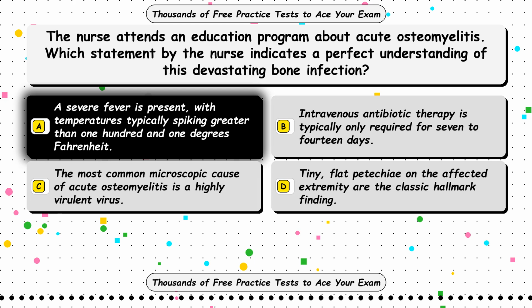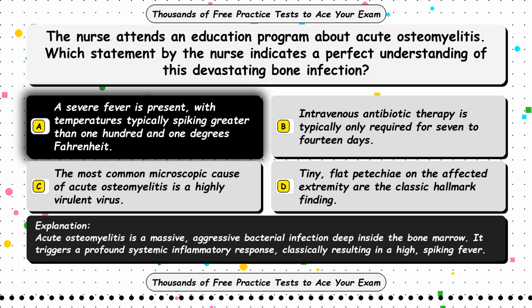The correct answer is option A. A severe fever is present, with temperatures typically spiking greater than 101 degrees Fahrenheit. Acute osteomyelitis is a massive, aggressive bacterial infection deep inside the bone marrow. It triggers a profound systemic inflammatory response, classically resulting in a high, spiking fever.